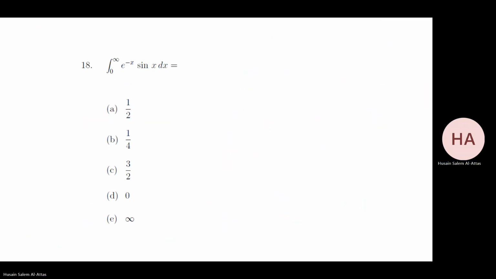It's equal to this. e to the power minus x sine x. We need to handle the problem with the infinity. So I have the limit as t goes to infinity of the integral from 0 to t of e to the minus x sine x dx. Yeah, this integral is a complicated one. Let me do it here. e to the minus x sine x dx. I need integration by parts 2 times.